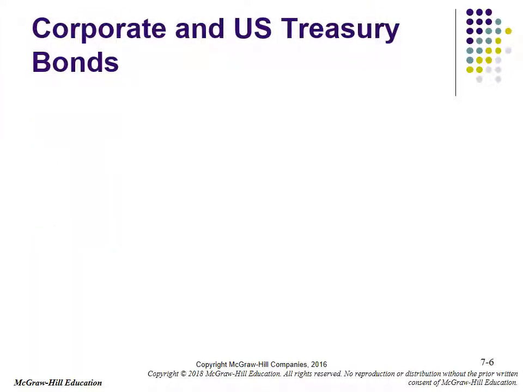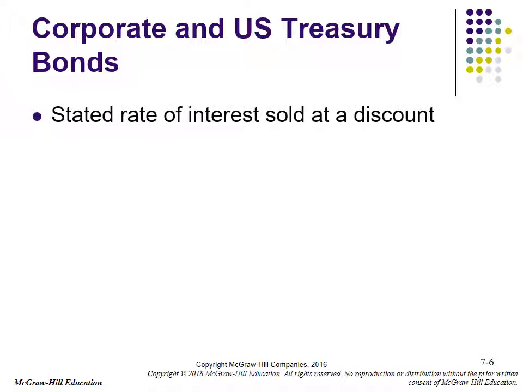Let's look at corporate and U.S. Treasury bonds and notes this would apply to in a little more detail. When it comes to these bonds, we're looking at ones that have what we call a stated rate of interest and are being sold at a discount. Let's just back up a second. Remember what a bond is. A bond is a certificate, a contract between a bondholder and the corporation or the United States government. Essentially, the corporation or the United States government is borrowing money from the bondholder.